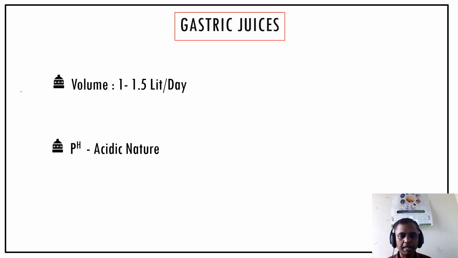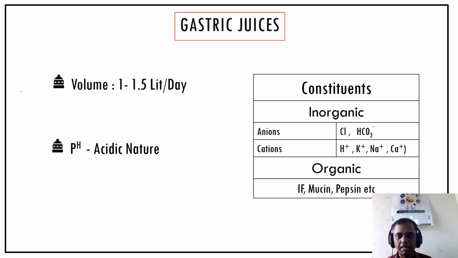The reason is simple. The normal volume of gastric juice is 1 to 1.5 liters per day, and the pH is acidic in nature. The gastric juice consists of inorganic and organic substances. Inorganic substances are chloride and HCO3, and cations like hydrogen, potassium, sodium and calcium. Organic substances are intrinsic factor, mucin and pepsins. So the gastric juice consists of many substances.